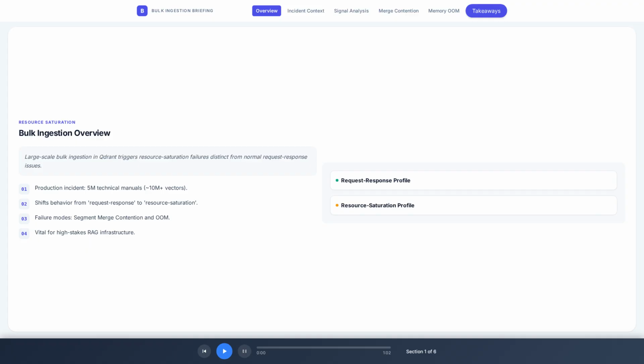Bulk ingestion stresses systems differently than normal requests, so the key idea here is that large-scale data loading presents unique challenges beyond just typical API interactions. Mainly, it is related to resource limits.